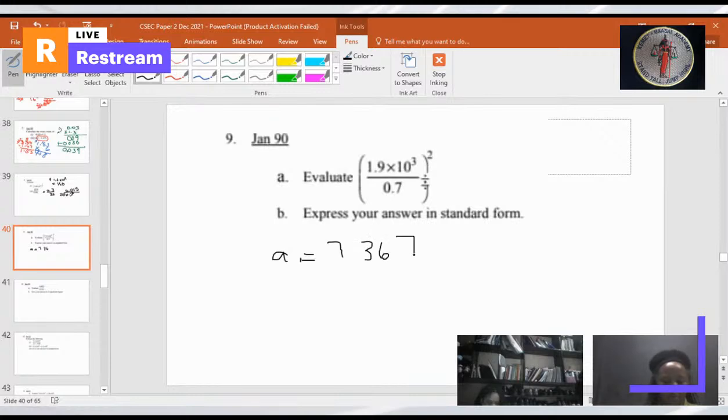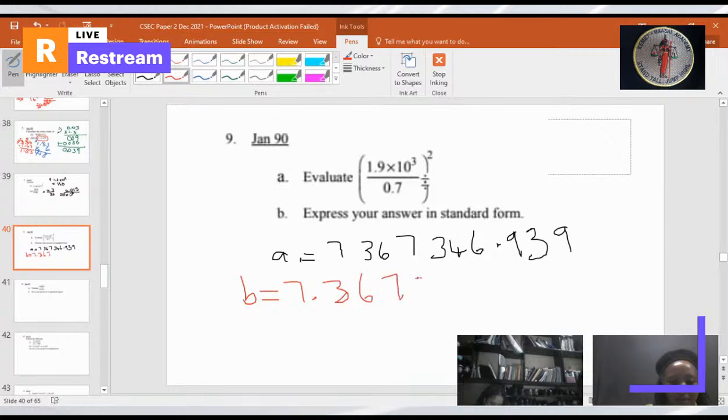Okay, Miss. Seven three six, seven four three six, six point 939. That was the big number I got. So they want it in standard form. In standard form, we're just going to have this as the seven to the left of the decimal point, right? So it'd be 7.3669... 939.